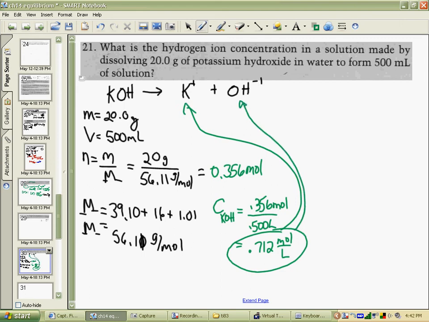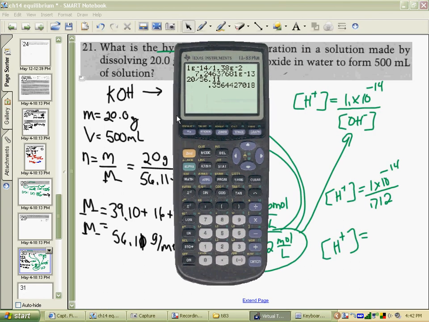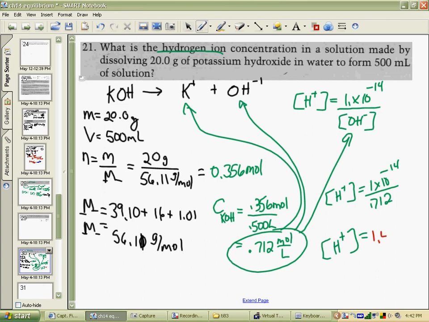And we're looking for the hydrogen ion concentration. To get the hydrogen ion concentration, you take 1 times 10 to the negative 14 and divide by the hydroxide ion concentration. So our lovely number will go straight in there. H plus is 1 times 10 to the minus 14 divided by 0.712. We go to our calculator again, and we take 1 times 10 to the negative 14 over 0.712 gives us 1.4 times 10 to the minus 14 moles per liter. And that would be our answer for the last question. Hope this has helped.